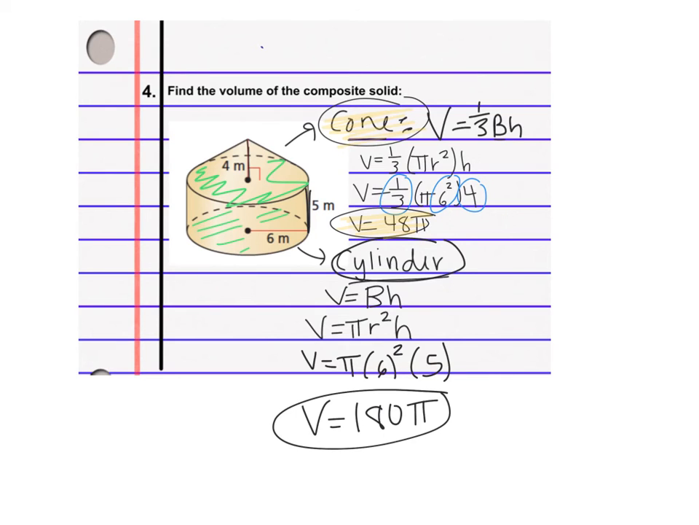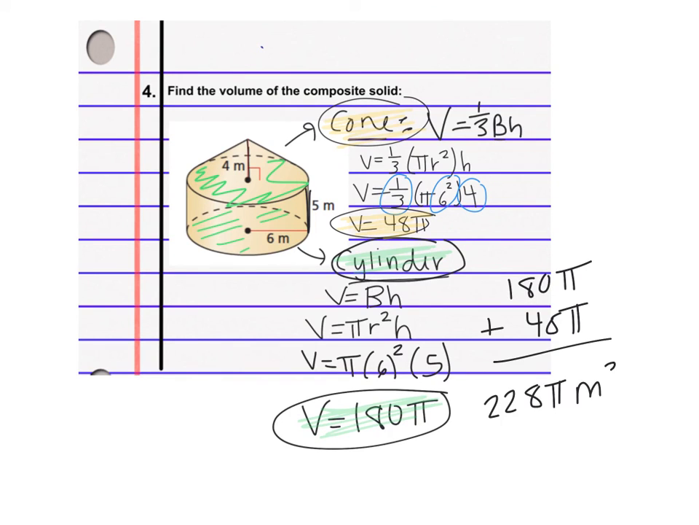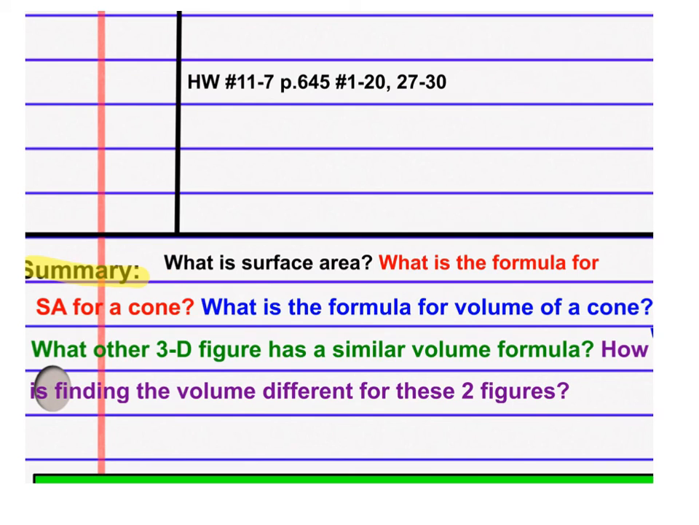We'll do yellow. And the cylinder was 180 pi. Remember, for a composite shape, we need to add them. So we need to add 180 pi plus 48 pi. And I'm getting 228 pi meters cubed for my composite volume. All right, so that's what I have for 11.7.